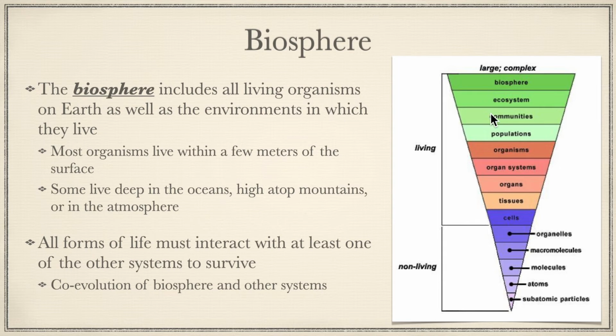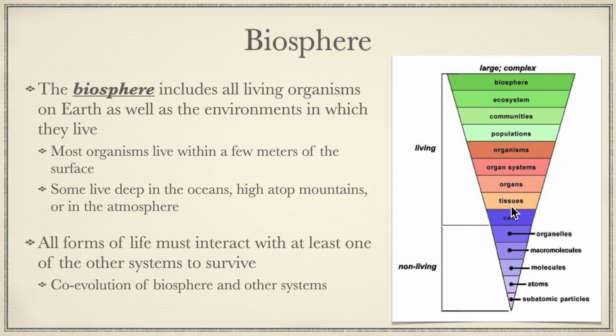Community would be all of the interacting organisms in an area. So the deer, the rabbits, the trees, the grass, etc. That would be a community. The ecosystem would include those communities plus the abiotic factors, so the water, the soil. Well, soil's biotic, but the water and the rocks and the air and the sunlight and all that stuff. And then the biosphere. Now, if we go below organisms, you start to get into organ systems, individual organs like heart and lungs, etc.